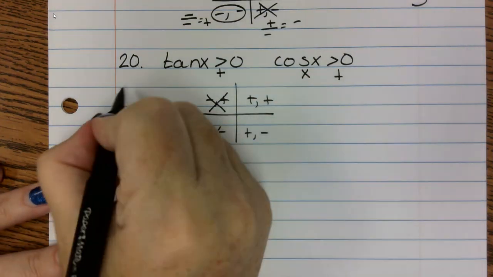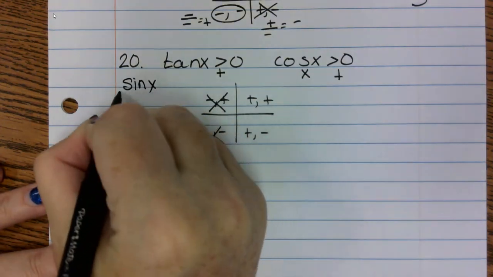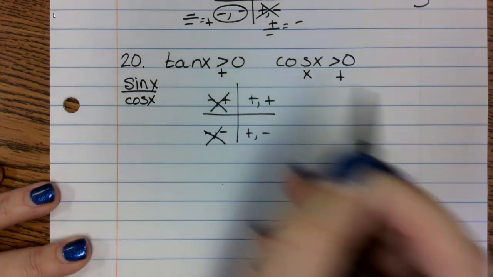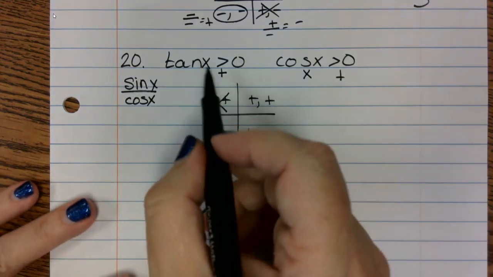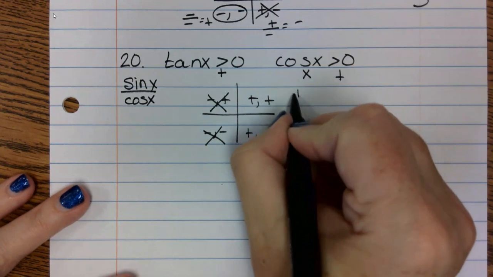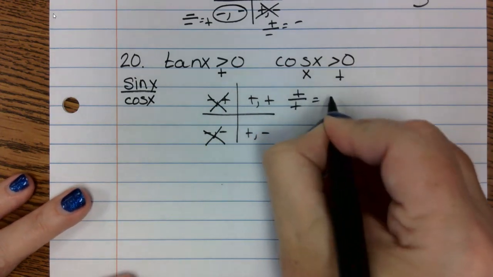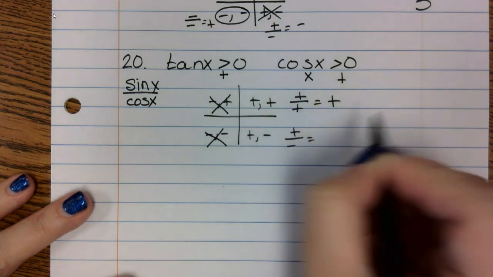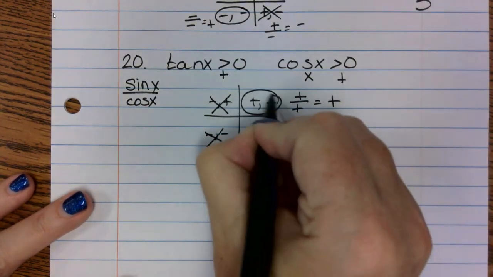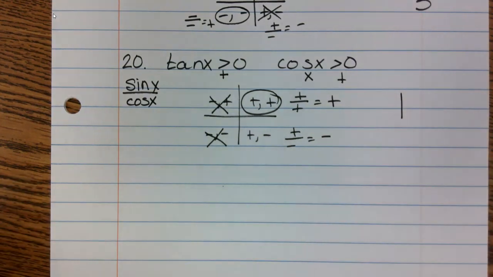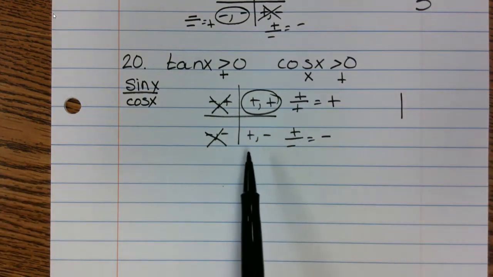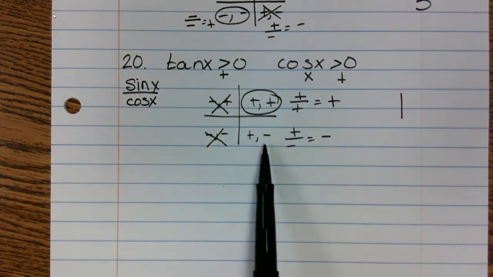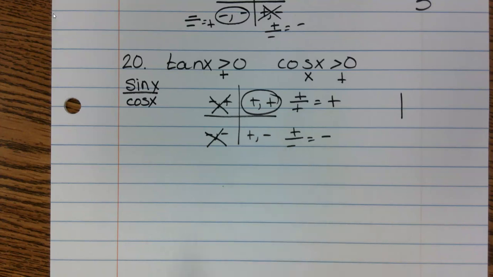And we know tangent is just sine over cosine. So when we divide the two, we want a positive answer. So positive divided by a positive is a positive. Yay! Positive divided by a negative is a negative. The answer is 1. And I know some of y'all are like, wait, you did cosine over sine. Because we're not dealing with numbers, it really doesn't matter much.